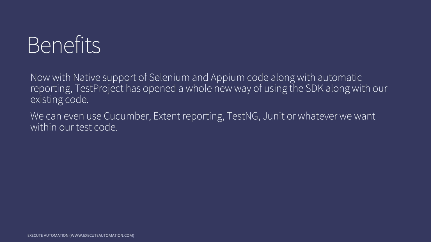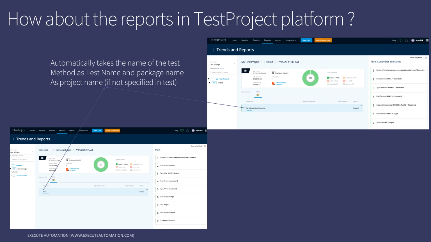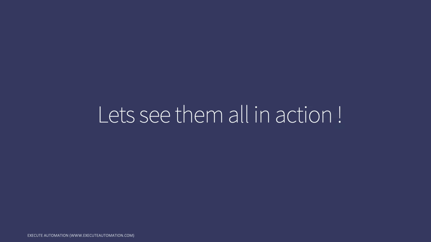And if you talk about how the reporting of the TestProject platform is going to look like, because everything is going to be dynamic, then it's going to be something like this. So automatically, TestProject takes the name of the test method as the test name and the package name as the project name. If you have not specified the project name itself, then everything is going to be automatically taken, and you can see that in the report, and you can see on the side all the steps are being shown there. So let's see all of them in action and understand how things work.